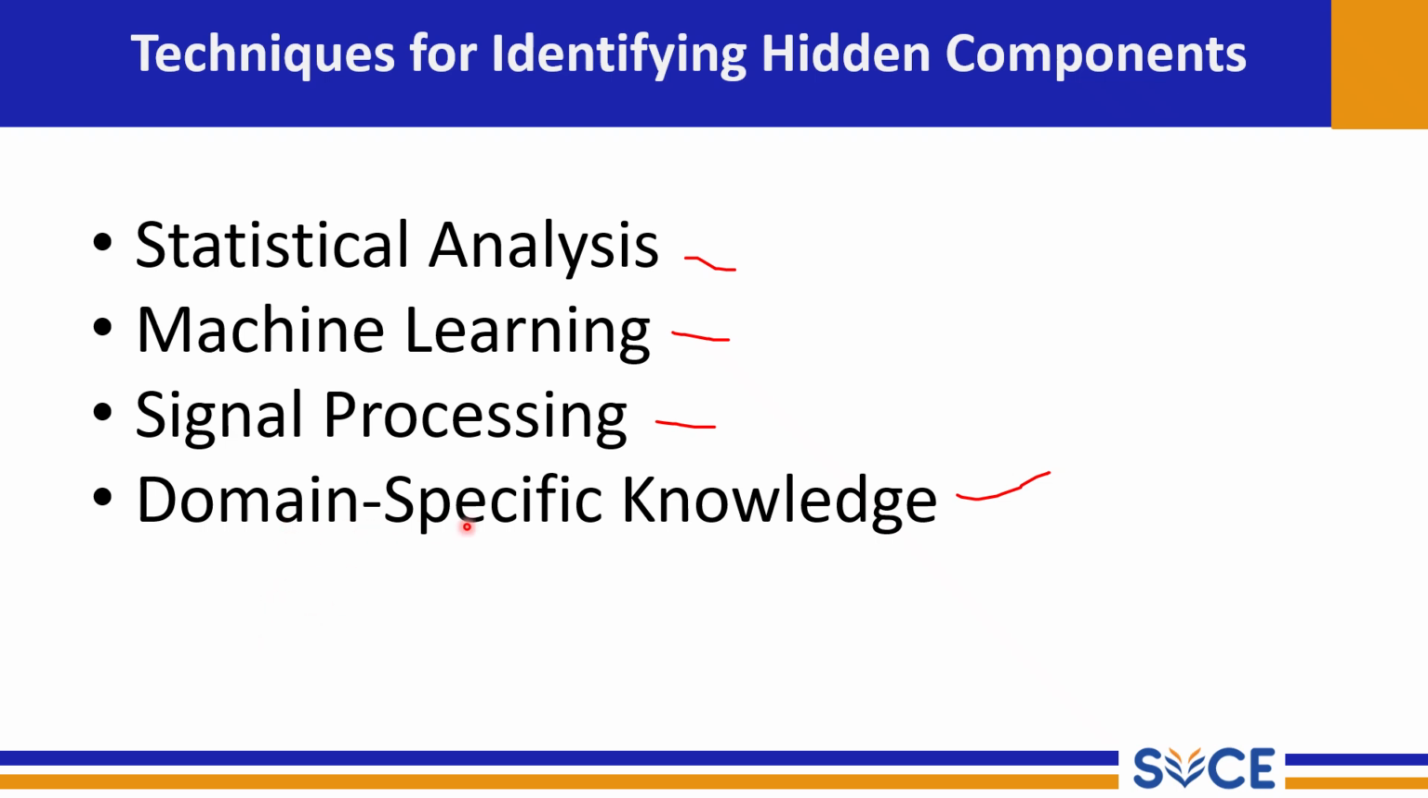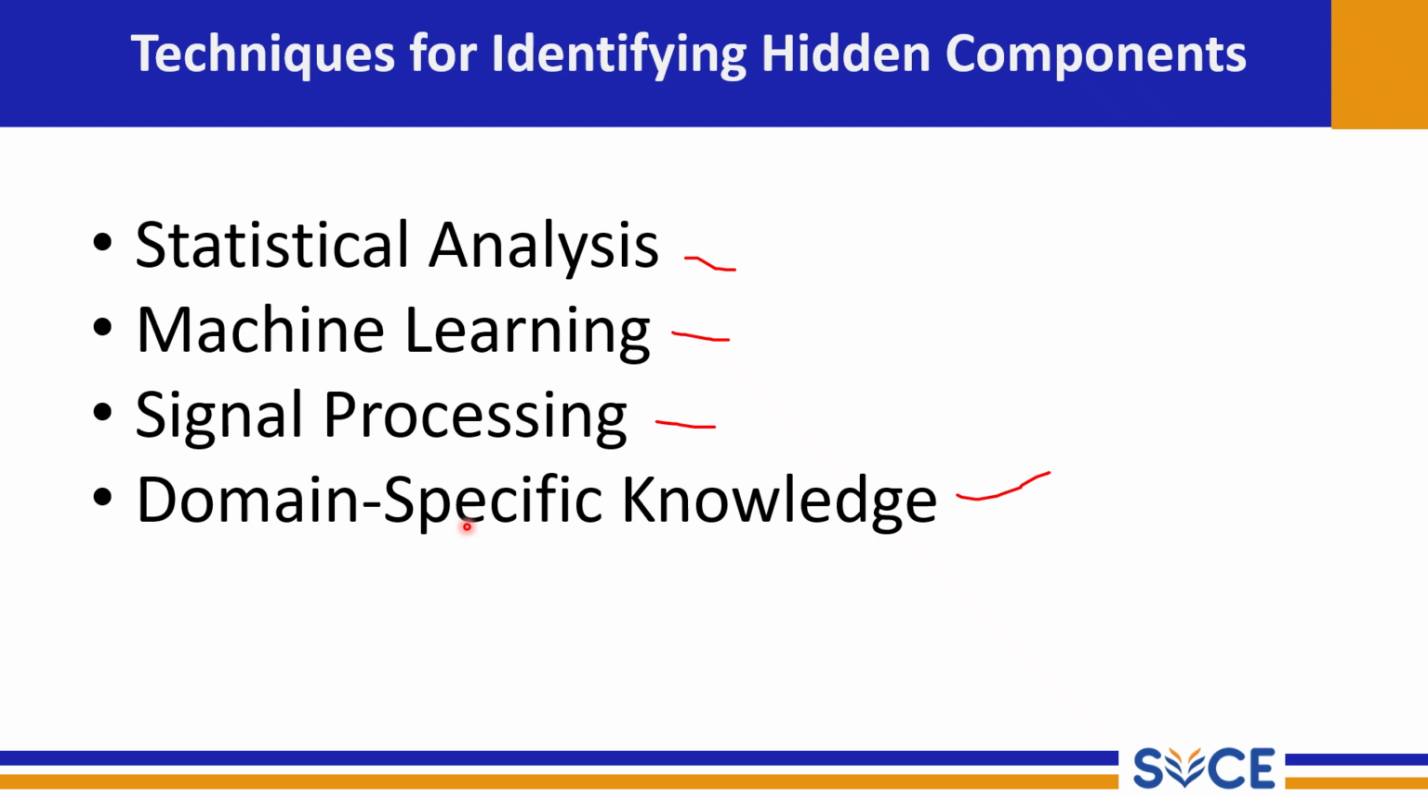Okay. And the last one, there is domain-specific knowledge. In many cases, domain-specific knowledge is essential for identifying and extracting some hidden components, and expert knowledge, consulting with experts in the relevant field, can provide some valuable insights into the underlying structure of the system or data. And prior information: incorporating prior information about the system or the data can help to guide the analysis and identify the potential hidden components.